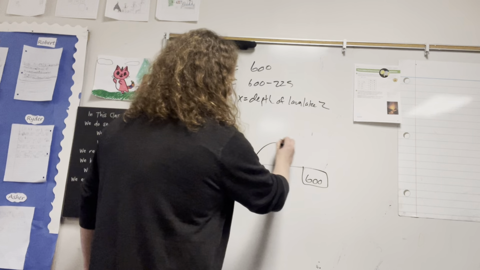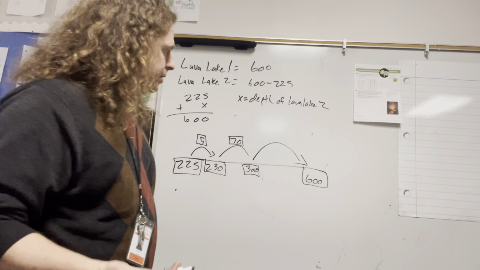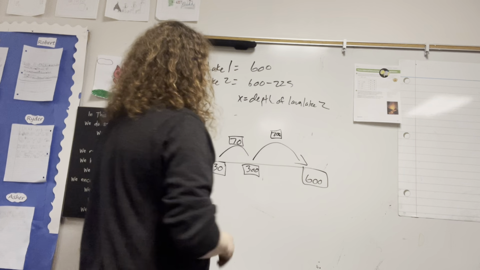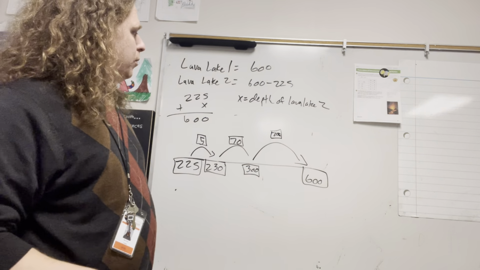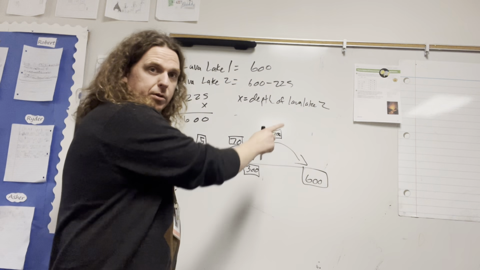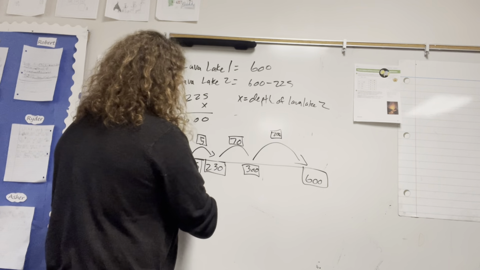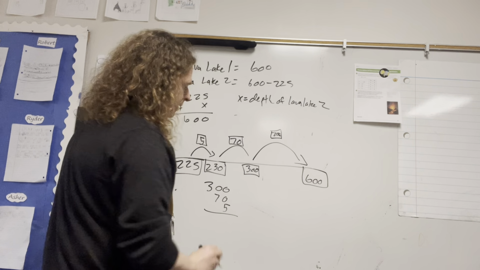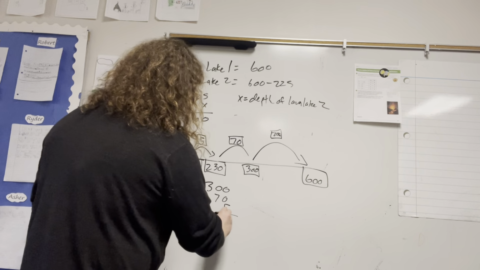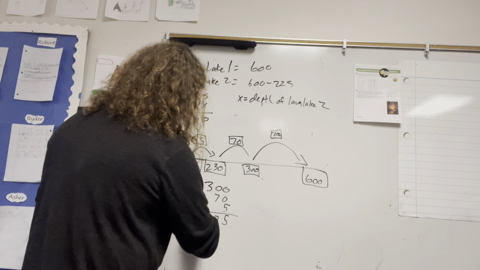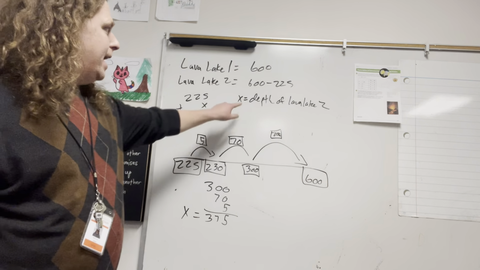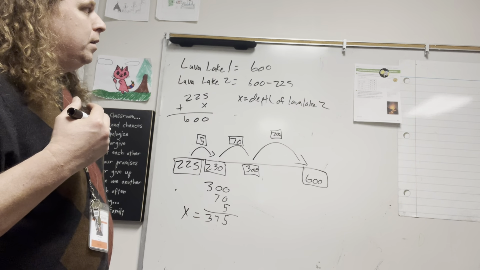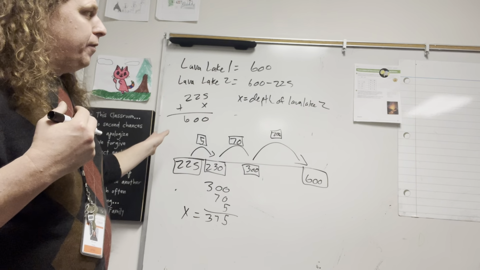So now we're at 300, we need to get up to 600. Well, 3 plus 3 is 6, so 300 plus 300 must equal 600. So at this point, since we're taking these little leaps to find the difference between 225 and 600, we then add up the little leaps to get the final answer. So x equals 375. And remember, x is the depth of Lava Lake 2. So that's solving the problem using addition.